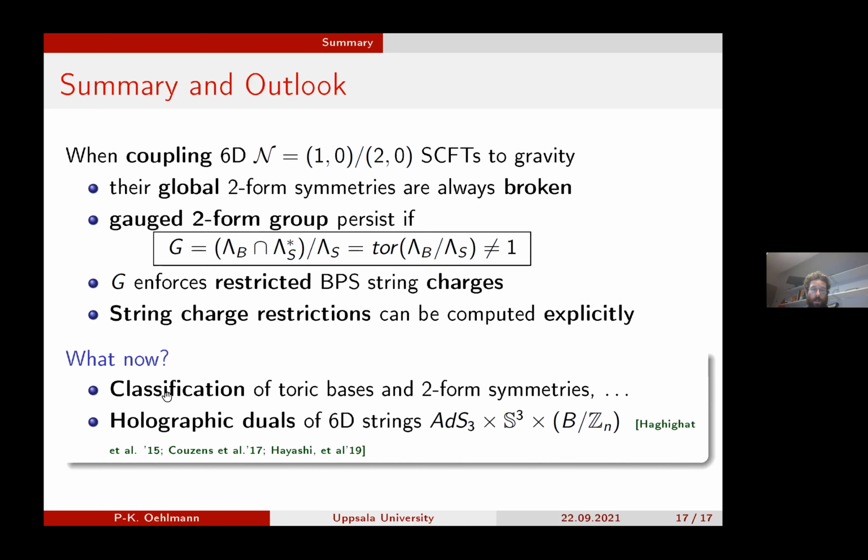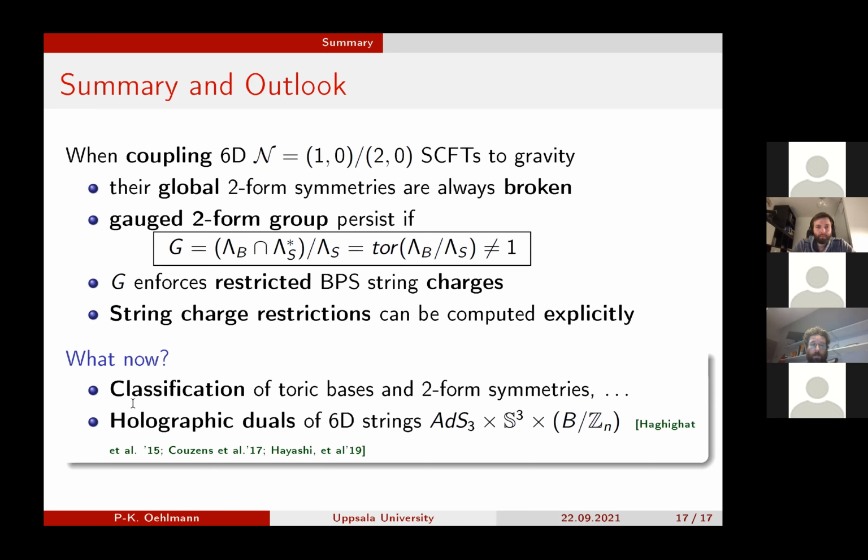We also want to do a couple more things. For example, in a toric fashion, you can classify in a very nice way all the toric bases. And you can also classify all the orbifold bases that are toroidal and compute the two-form symmetries that are possible. Another very nice thing, of course, is that there is a holographic dual that you should look at, which is the holographic dual to the strings, given by AdS3 times S3 mod the space that I was looking at.